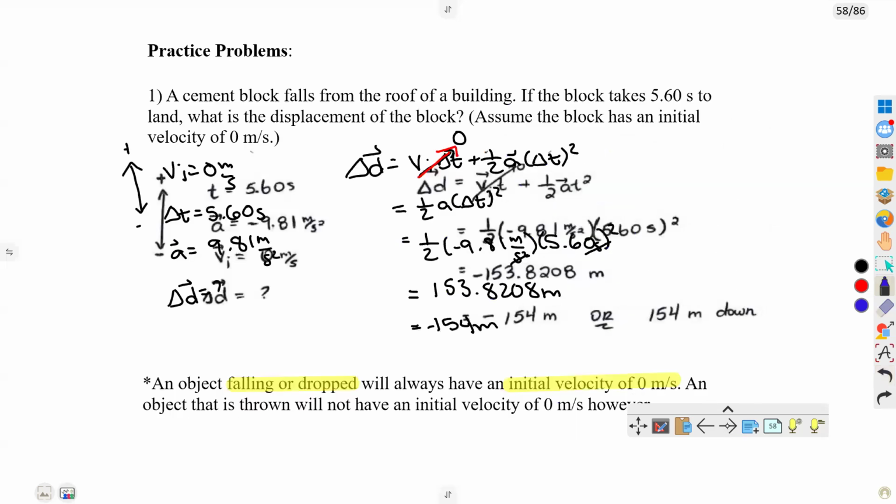Coming to some of these practice problems, let's work through this one first. We're told that a cement block falls from the roof of a building, and it takes the block 5.60 seconds to land. What is the displacement of the block, assuming an initial velocity of 0 meters per second? In other words, we're holding this cement block and then we're letting it drop. So our initial velocity is 0 meters per second. Our change in time is 5.60 seconds.